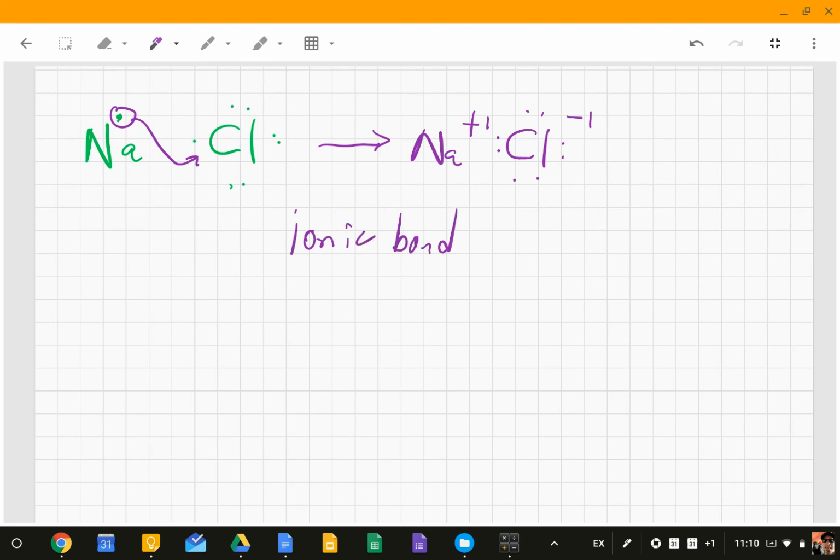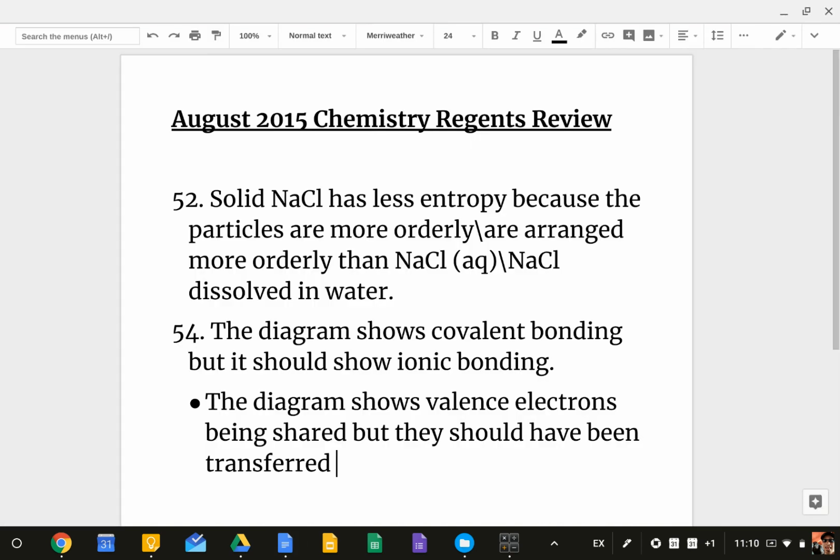Again, the electronegativity of sodium was 0.9. Chlorine's electronegativity is 3.2. So the difference between them is quite large. So you get an ionic bond. There we go. So any sort of description, there's other ways to say it, but as long as you point out that the diagram does not show ionic bonding, and it should, then you will get the credit.